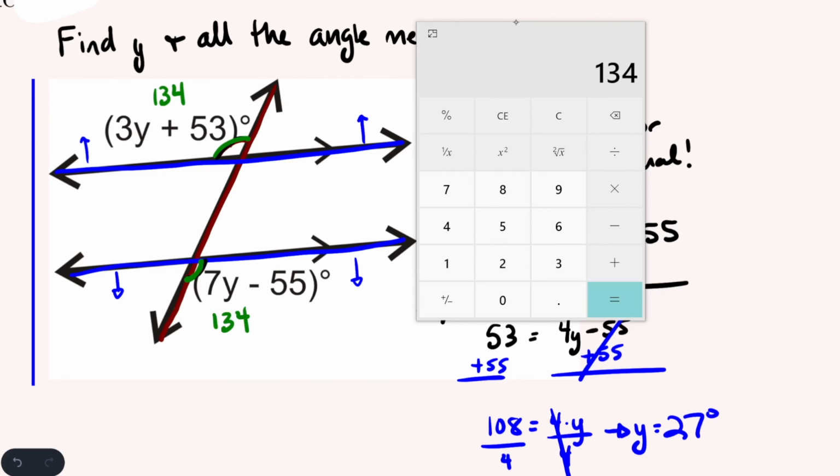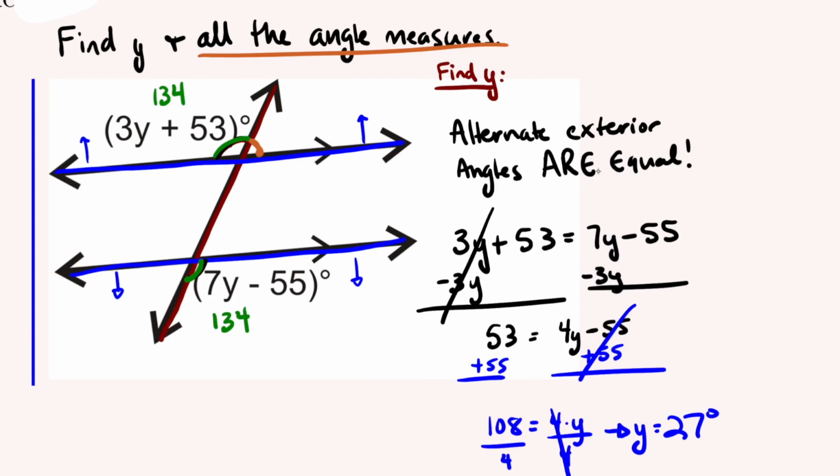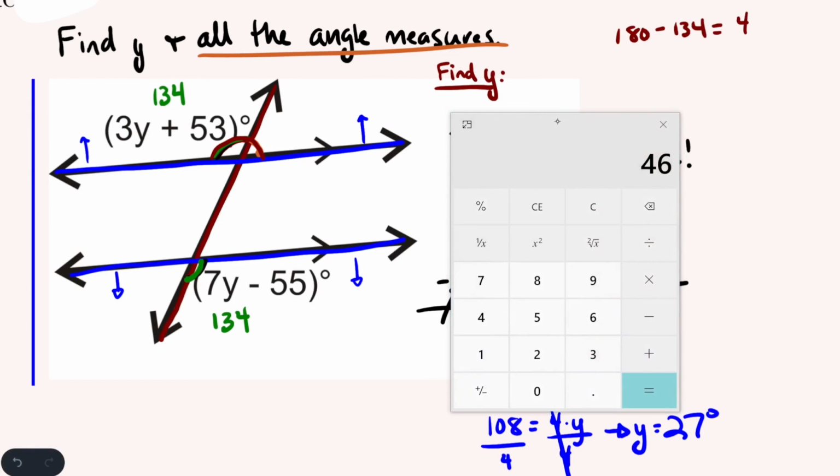Now keeping this in mind, since we were asked to find all the angle measures, we also need to find the angle across from 134. How could we find this angle measure? Well, we know that together they make up a straight line, so that's 180. So 180 minus 134 will give us this missing angle measure, gives us 46. So this angle measure is 46. By same reasoning, this is 46.